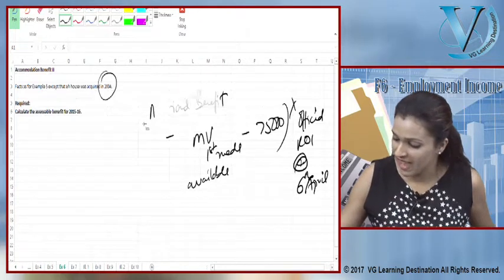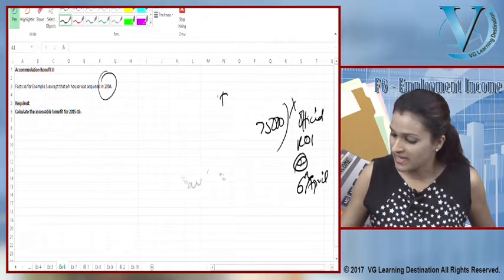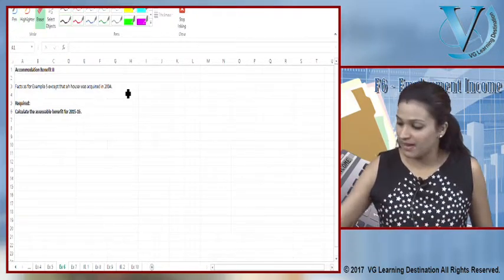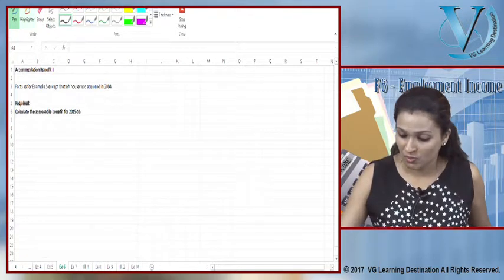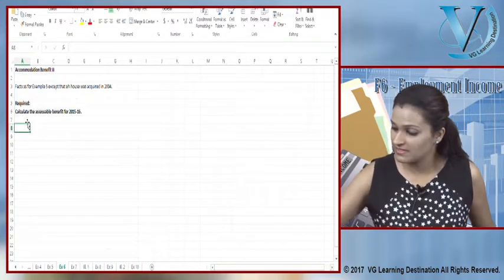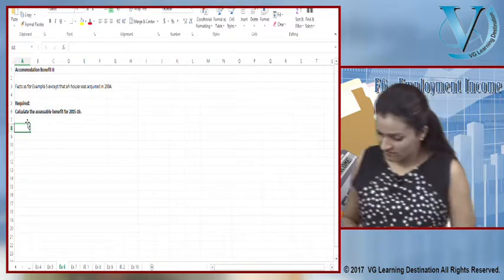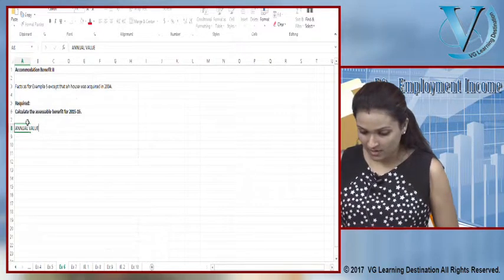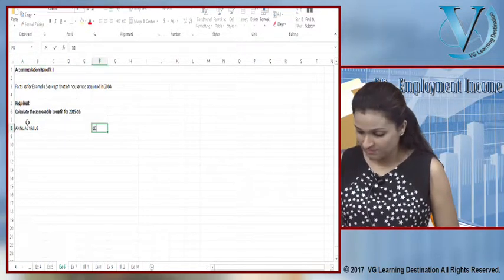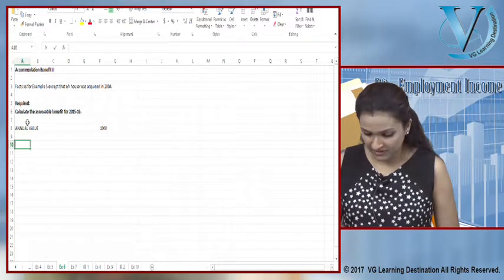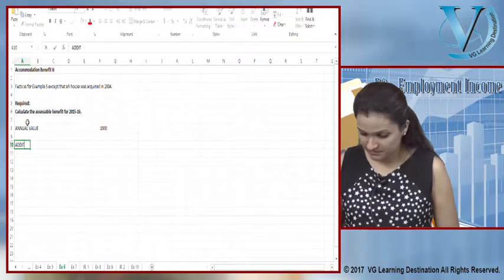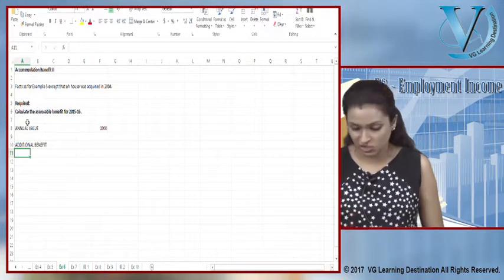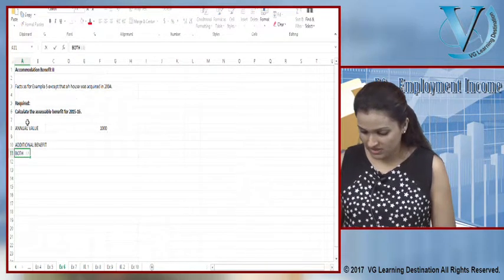We already have the remaining figures. Everything else remains the same except for the amount of additional benefit. So how much does it become? Let's have a look at the annual value to begin with. Annual value remains the same, which is £1,000. Additional benefit is now, both conditions again met.